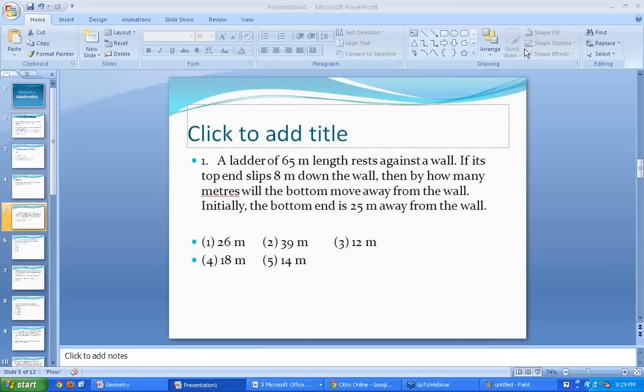The answer is 14 meters. Those who have got 39, I hope you got your mistake. What has been asked? How many meters will the bottom move away from the wall? How many meters will it move, right? So the answer would be 14. I don't think I need to solve this. This is pretty obvious. Okay. Moving to the second question now.